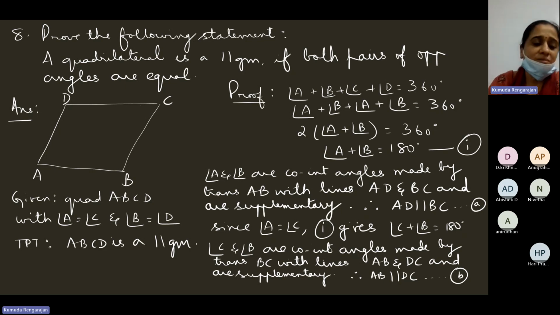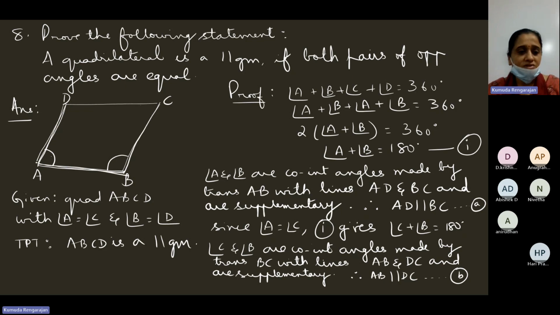Now look at the figure. What does A plus B is equal to 180 mean? What is the result we have got? Co-interior angles are supplementary. Why are they co-interior angles? Because if you treat these two as lines, and this one as a transversal, these are co-interior angles by the position.